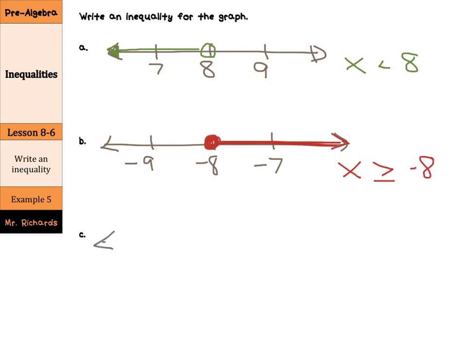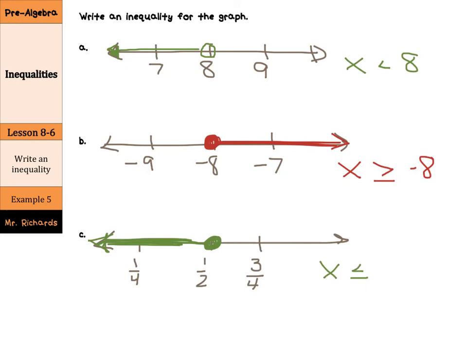And lastly, we can dive into the world of fractions. We could have 1/4, 1/2, 3/4, with we'll go closed circle at 1/2, shaded towards smaller numbers here. And so x would be less than or equal to 1/2. That is it for this lesson on inequalities. Good luck.